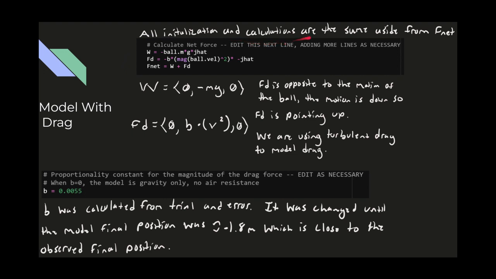Next is the model including drag. All of the code is the same except for the net force calculation and the value of b. The calculation for the force of gravity remains the same. To calculate the drag force using the turbulent drag model, the drag force needs to be proportional to the square of the object's velocity and opposite to the object's motion. These two forces will be summed in order to obtain the net force. B will be calculated from trial and error, as in changing B until the model's final position is very close to the observed final position.